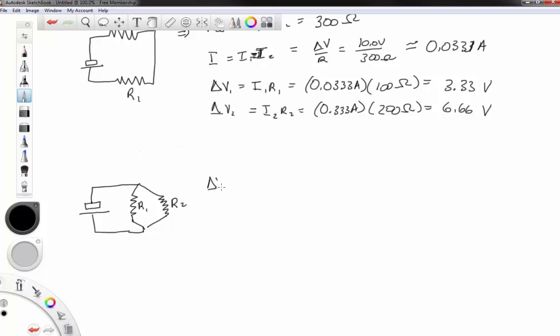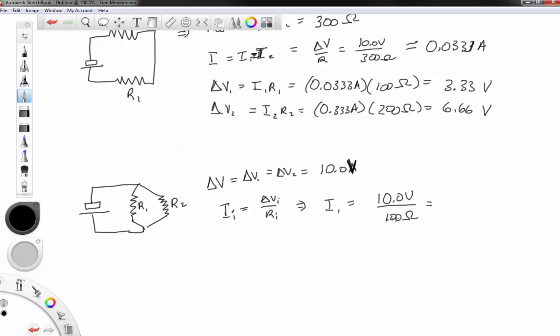If that's the case, then delta V is the same for both of them. Delta V equals delta V1 equals delta V2. And so that gives us a total voltage drop of 10.0 volts. What about the current drawn by each one? Well, the current drawn by each one is I equals delta V over R, so delta V_i over R_i. So I1 can be obtained using delta V, which was 10.0 volts, divided by 100 ohms.